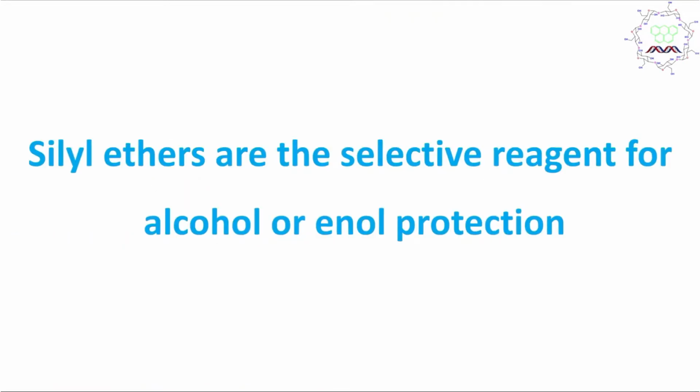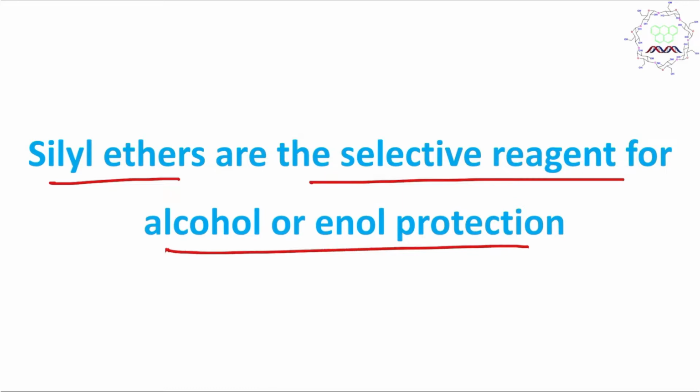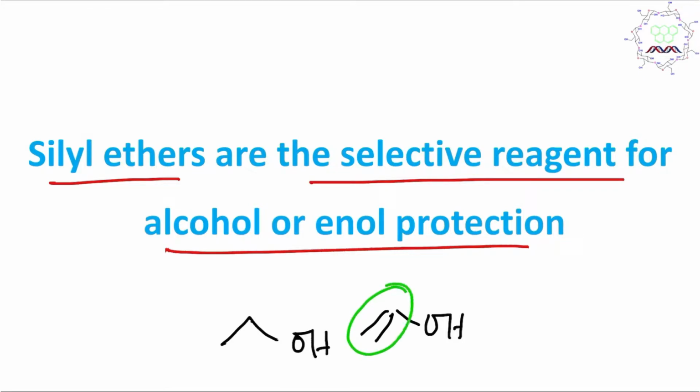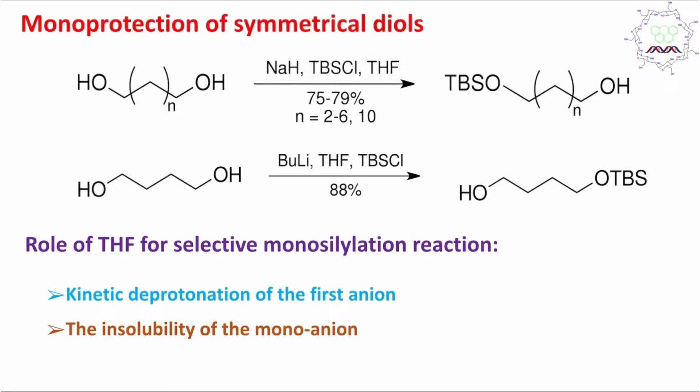Now, the point is that silyl ethers are selective reagents for alcohol and enol protection. This is a simple alcohol, and this is an enol. The double bond is the difference: ene plus ol. So we shall learn about this. This is what we understood.